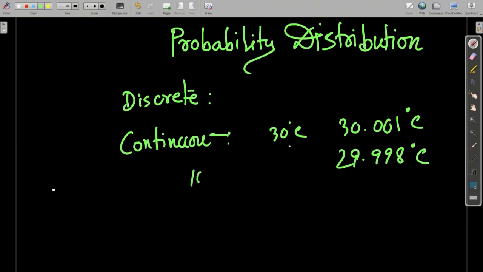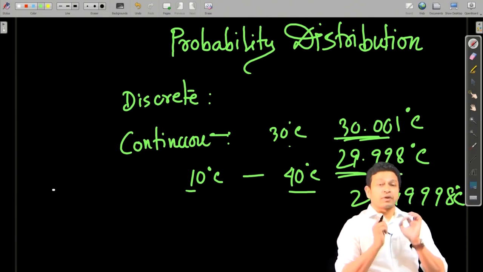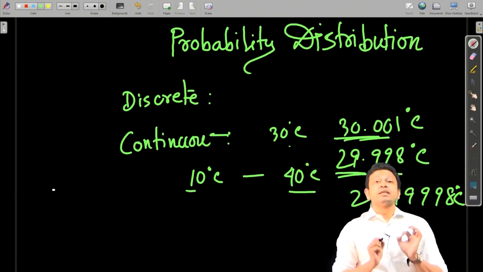So in this range, 10 degrees Celsius to 40 degrees Celsius, you can have an infinite number of values. You can go on like 29.99998 degrees Celsius and so forth. So if I take any specific value, you really do not have a probability assigned to it, because for any particular value like this, the probability is almost 0.